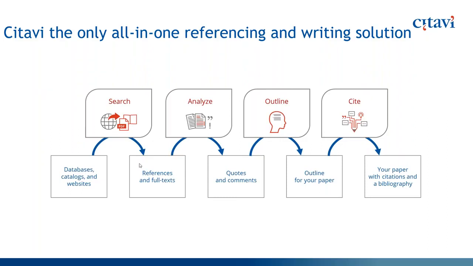It's going to help you search through references and full text, and also help you analyze them, to help you find those quotes and comments that you really need to use for your literature review or for your writing. And what's really, I think, one of the strengths of Citavi, it's going to help you create an outline for your paper, for your dissertation, for your book, for whatever you're writing.